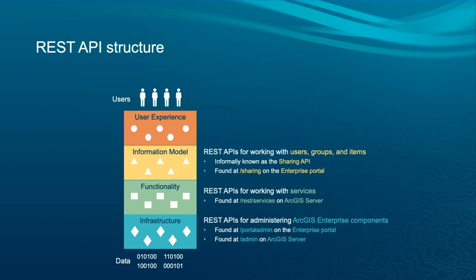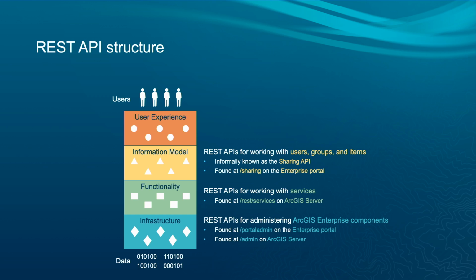We can break this down and look at actually what REST APIs are associated with each part of this structure here. So in the infrastructure, on the server side, you're going to be able to find a REST API specific to administrating ArcGIS Enterprise. There's one for ArcGIS Server and one for the enterprise portal. There you can see that they're at /portaladmin or /admin. Those are URLs you would navigate to. I have a QR code for you guys later so that you can have some context for this and you don't need to just figure it out in a web browser.